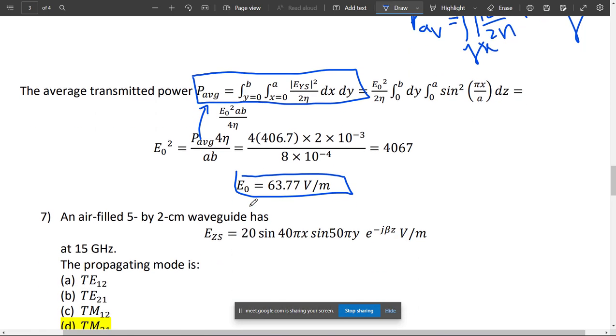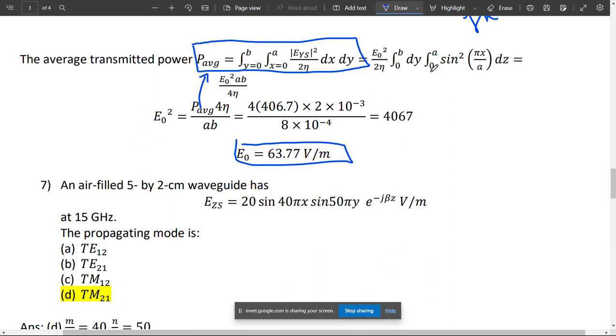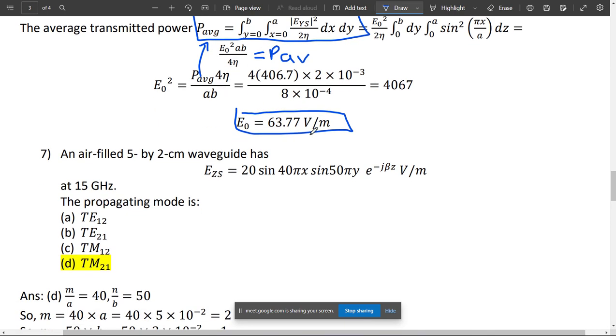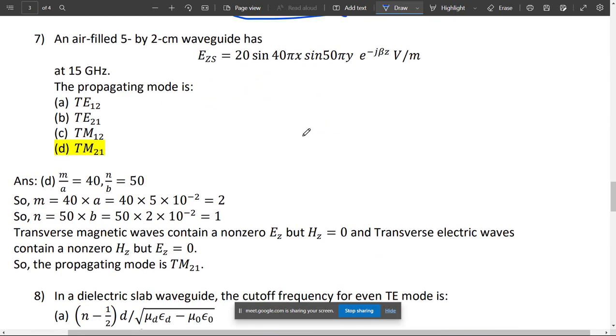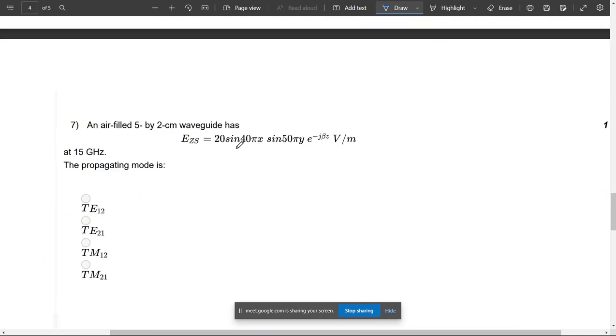Okay, let's go ahead. It's a simple sine square integration. You will do that and you will get E square ab upon 4 eta is equal to the power average. This is also a formula. You put it in and get it. Let's go to question number 7.